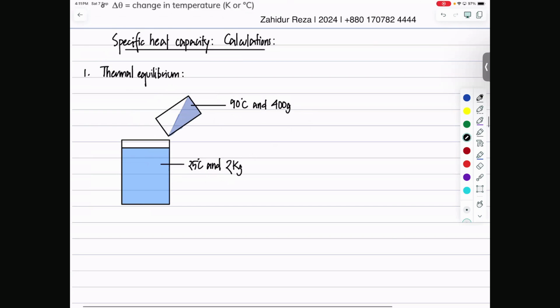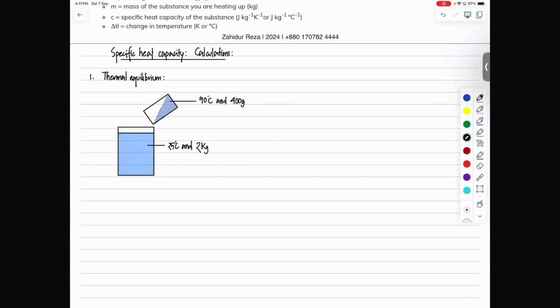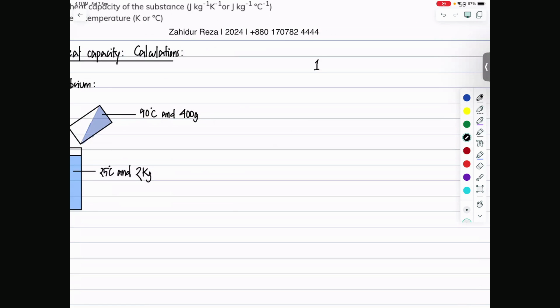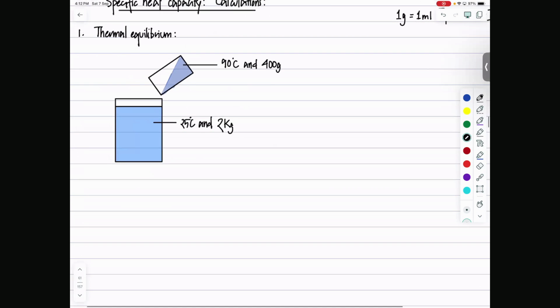By the way, do you know the link between grams and liters and milliliters for water? It's 1:1. 1 gram is how much ml? 1 ml. Why is that so? It's because the density of water is 1. So 1 gram is actually equal to 1 ml, given that it is pure water. If it's impure, then the ratio can vary. Anyway, so this is the setup here.